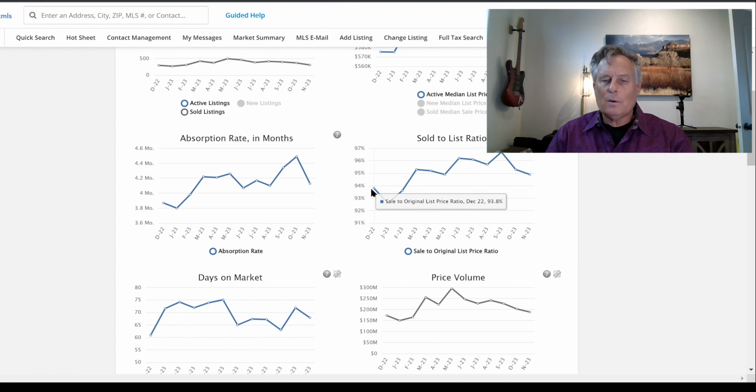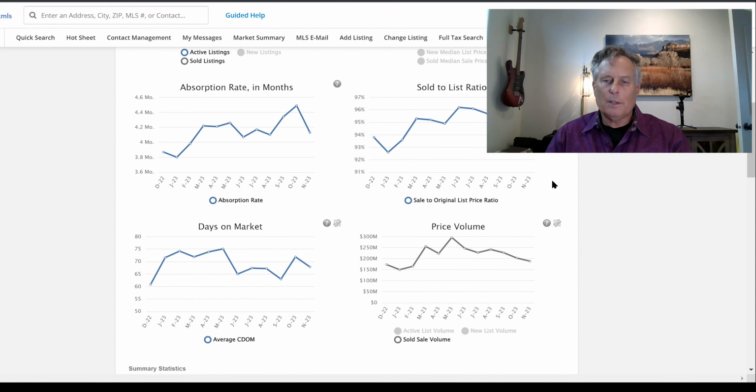Sold to list ratio. This is the price of a house that gets sold versus what its list price was. So right now we're at just under 95%, and last year we were at just around 94%. So that means there's some negotiations going on, and it's a little bit easier for buyers, but it's still not that far off the mark.